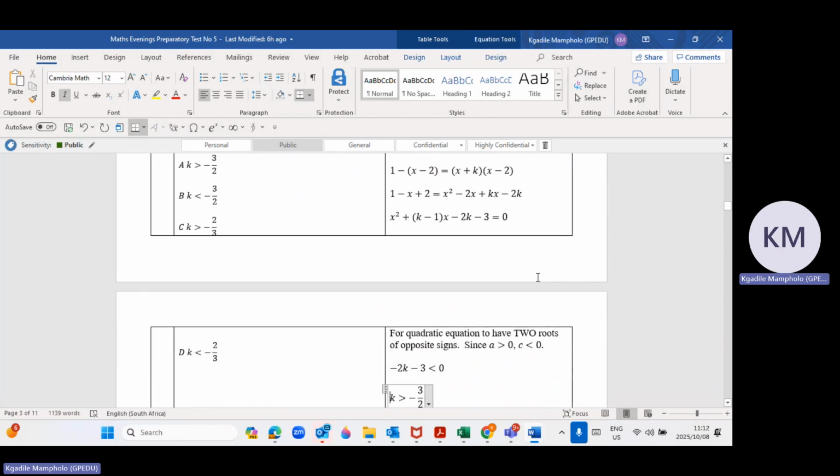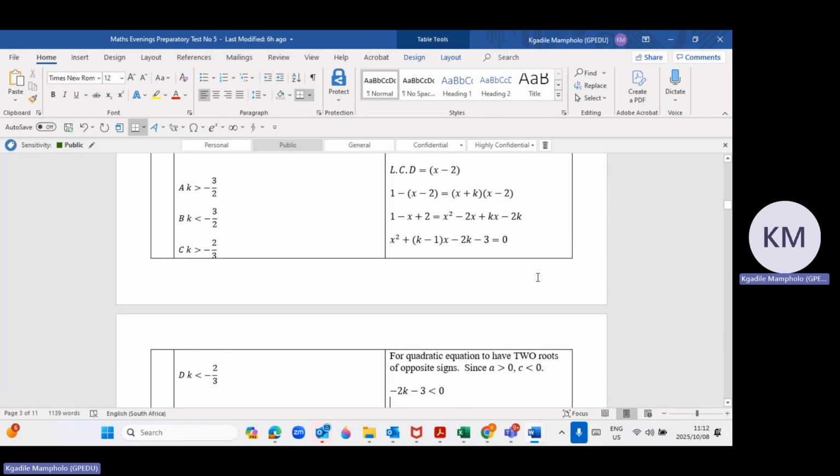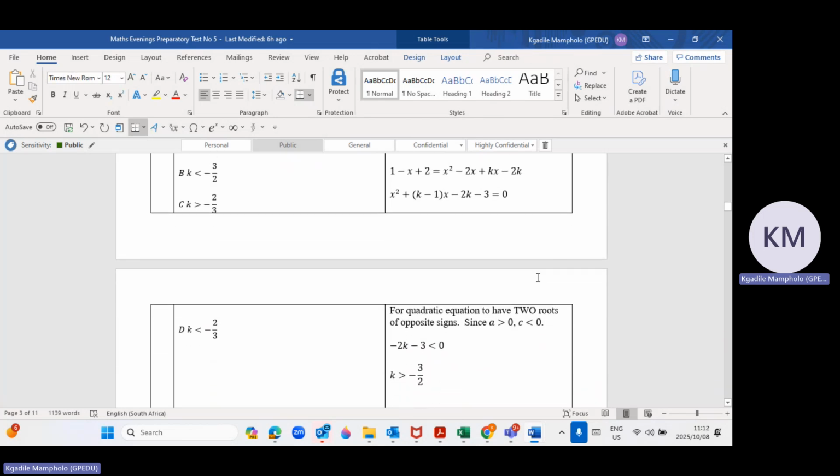Now, if we say the two graphs will have two roots of opposite signs, in any quadratic, you can only have opposite signs if a and c have opposite signs. So meaning that since a is positive, it means c must be negative for us to have the roots of opposite signs. So that is why we'll say the c, which is minus 2k minus 3. Remember, k is anything which does not have x. So minus 2k minus 3 is our c. Then you say it's less than 0.